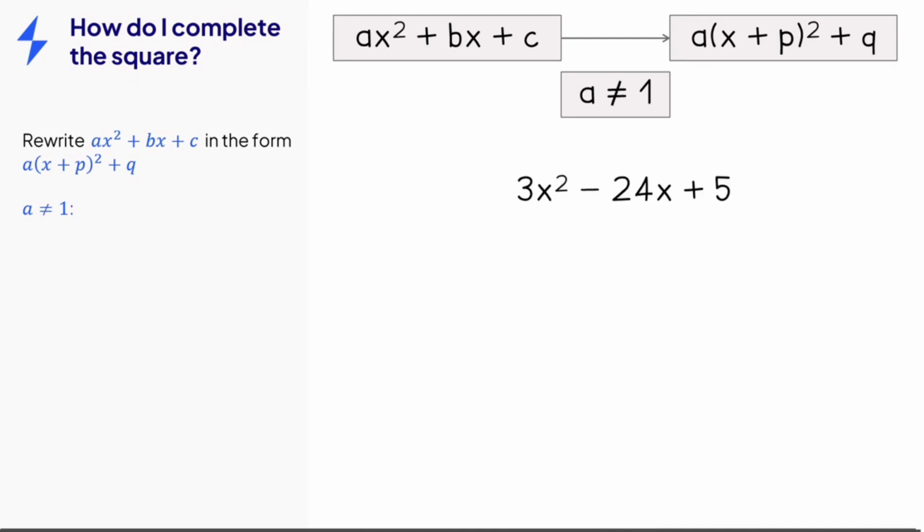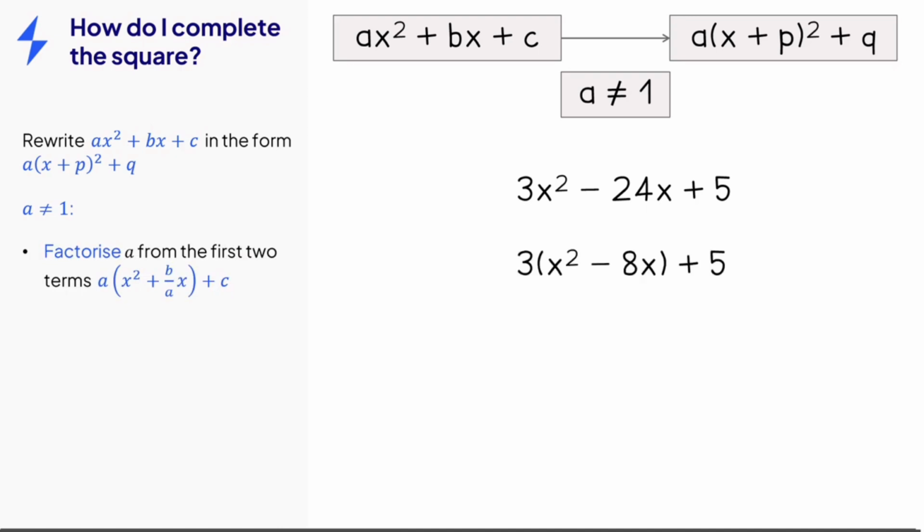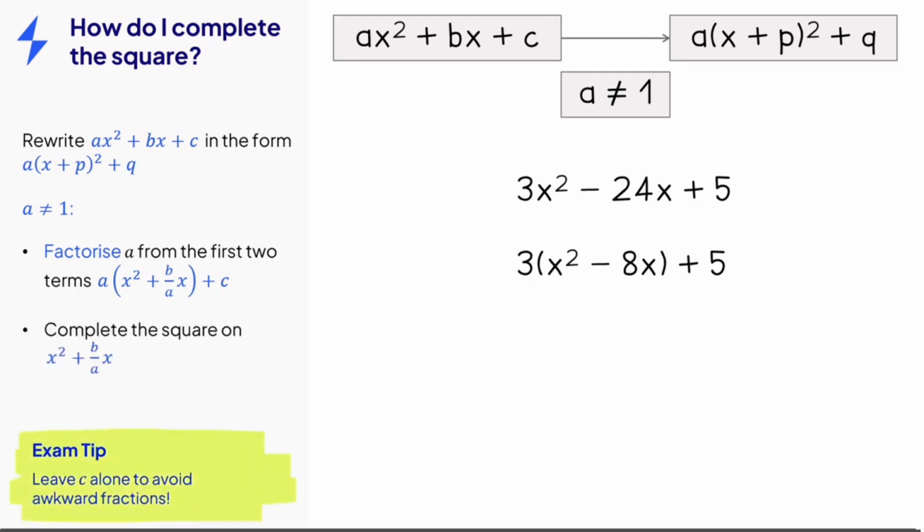We first of all factorize out a from the two terms that have an x in them. So in this example, we would factorize out 3 from the first two terms. The reason why we don't factorize out 3 from all the terms is because it avoids awkward fractions. Now we just complete the square on the expression inside the bracket, so the x squared minus 8x.